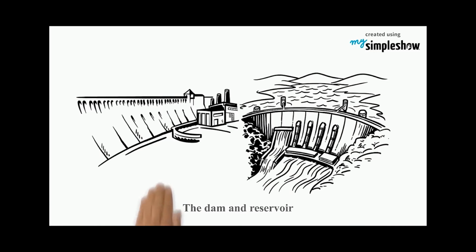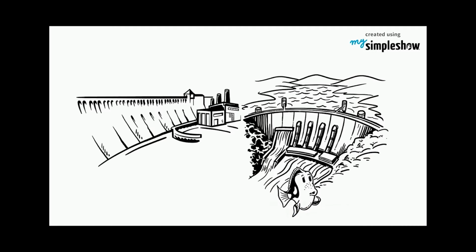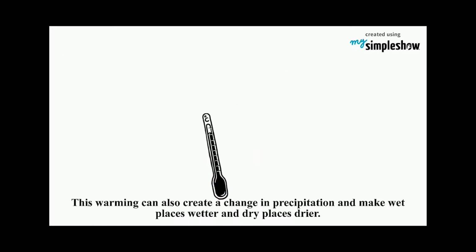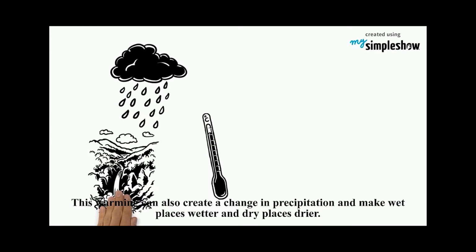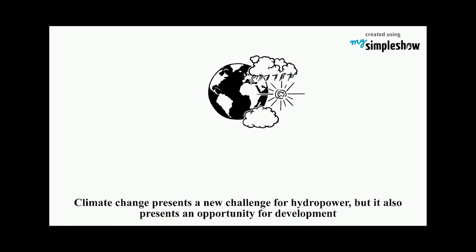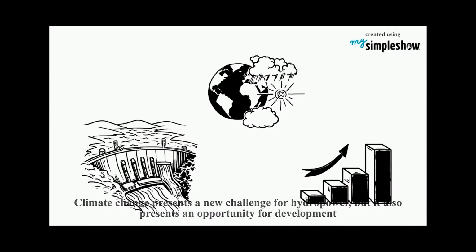The dam and reservoir needed to operate a hydropower plant may disturb the migration patterns of fish in the area. The plant may also increase the water's temperature, which could affect surrounding plant and animal life. This warming can also create a change in precipitation and make wet places wetter and dry places drier. Climate change presents a new challenge for hydropower, but it also presents an opportunity for development.